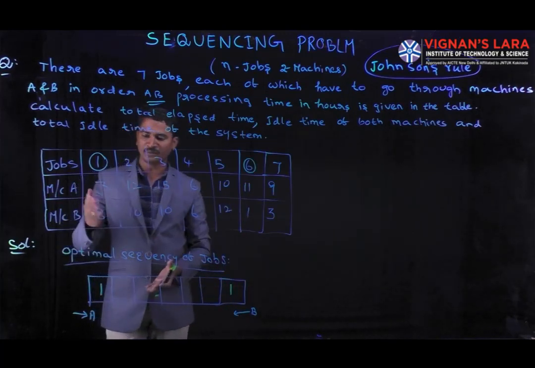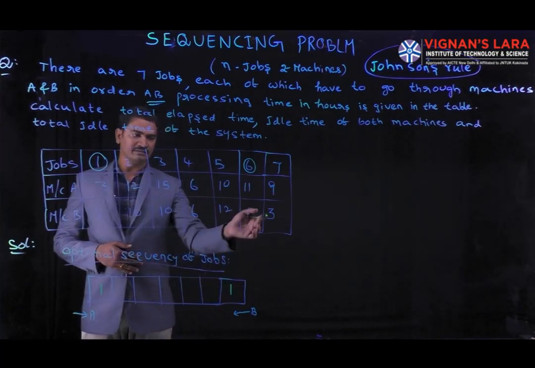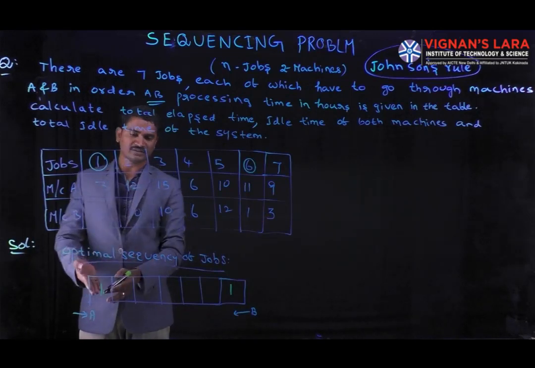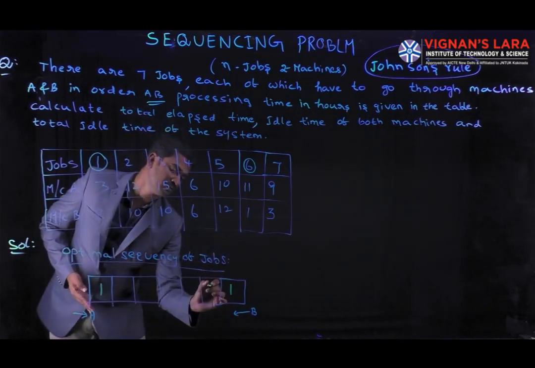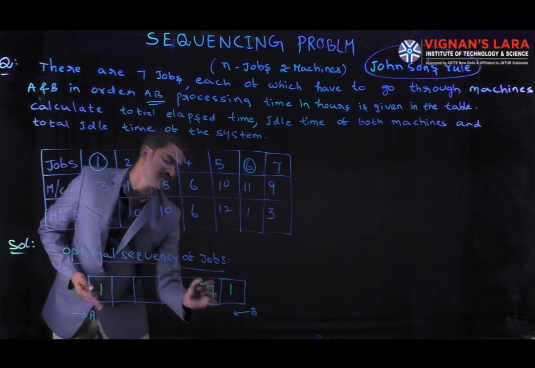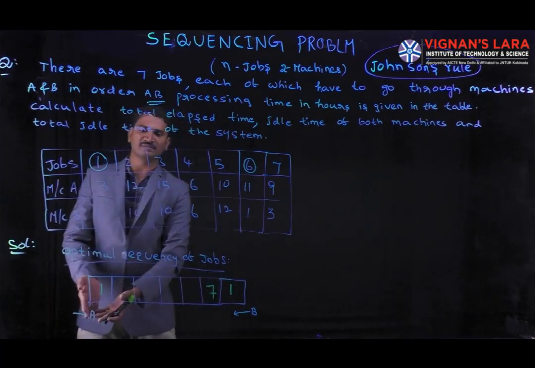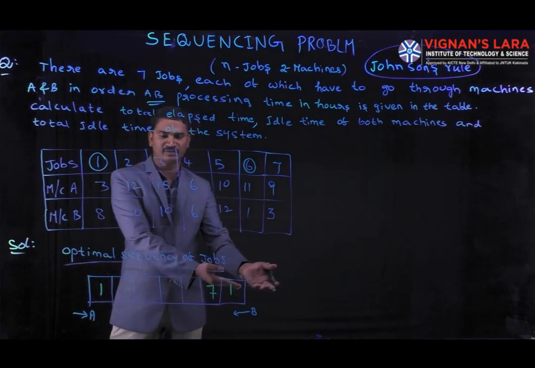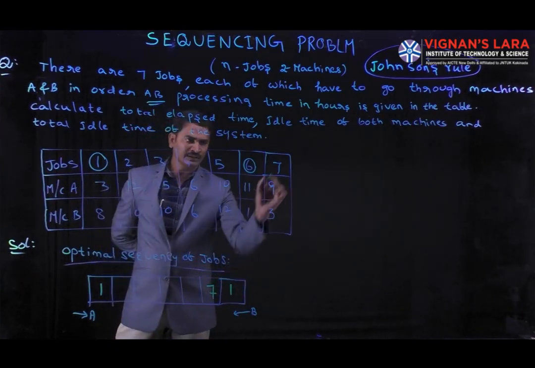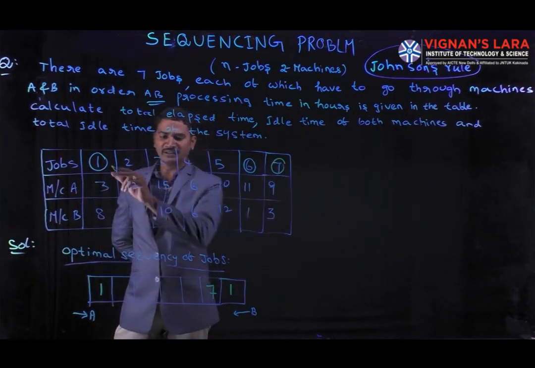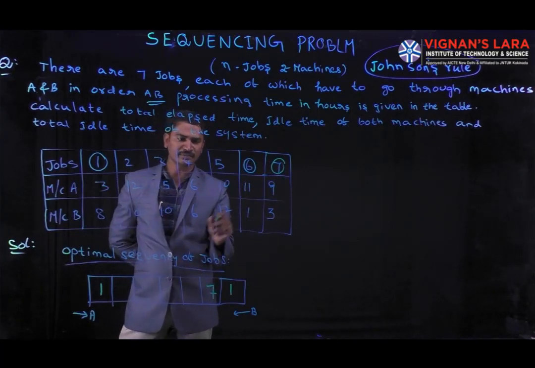Next, coming to the next minimum, 3 is there. 3 at machine A we are starting, and machine B 3 is there. So we are going to take the seventh job at B. We are taking the job A sequence from this side, and the job B sequence from this side. These two are over. 3 is over. Next, coming to this, which one is the minimum?